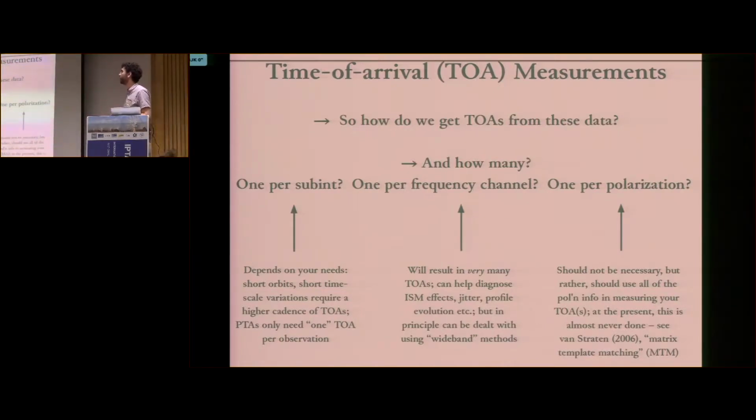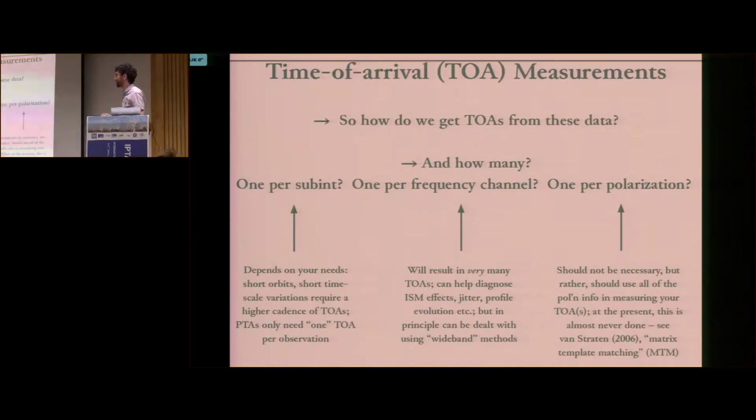a short binary pulsar, or some short timescale variation that you want to probe, you're going to need to measure TOAs with a high cadence. For PTAs, pulsar timing arrays, we only care about measuring a TOA basically once every couple of weeks, so we just need one, and that's it. But should we keep the frequency resolution? That's a great question, which we'll get back to.